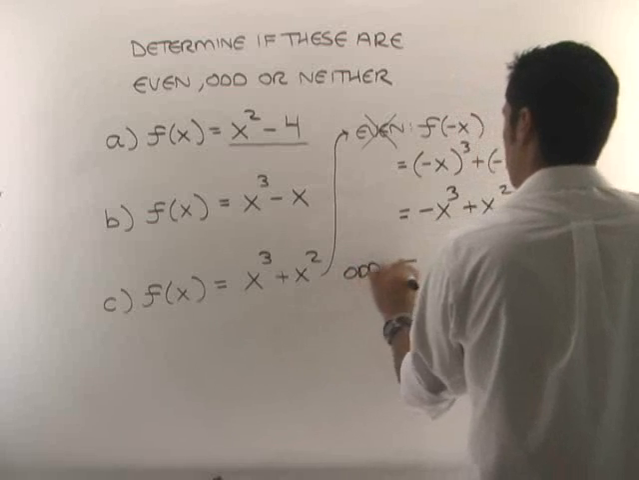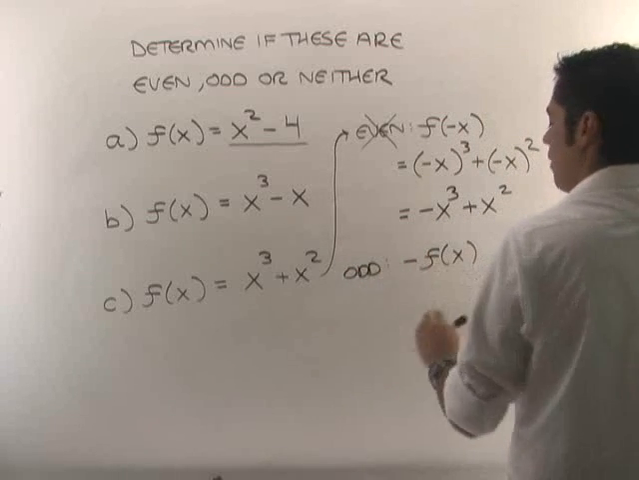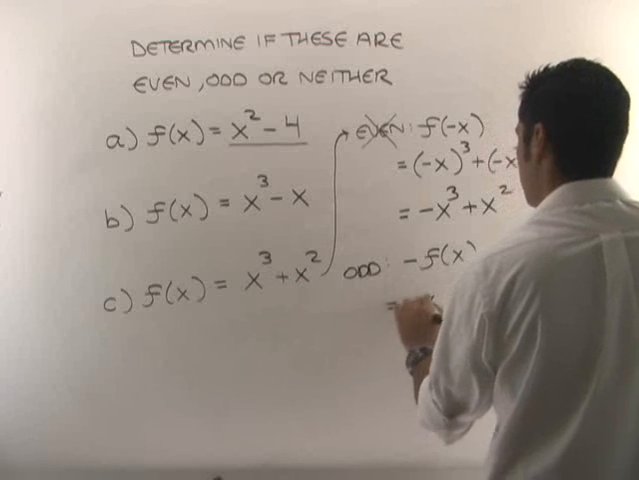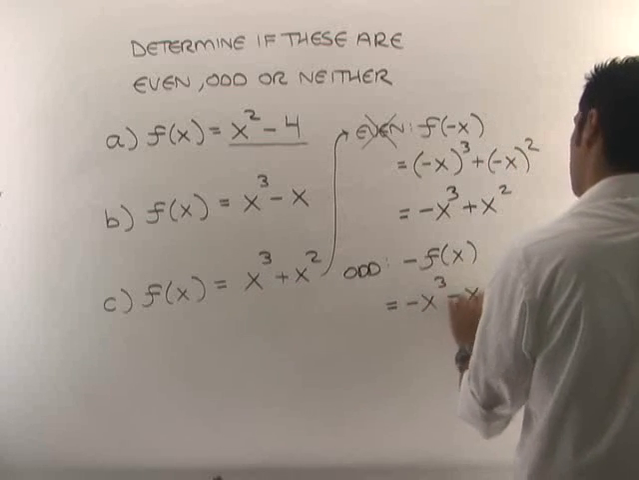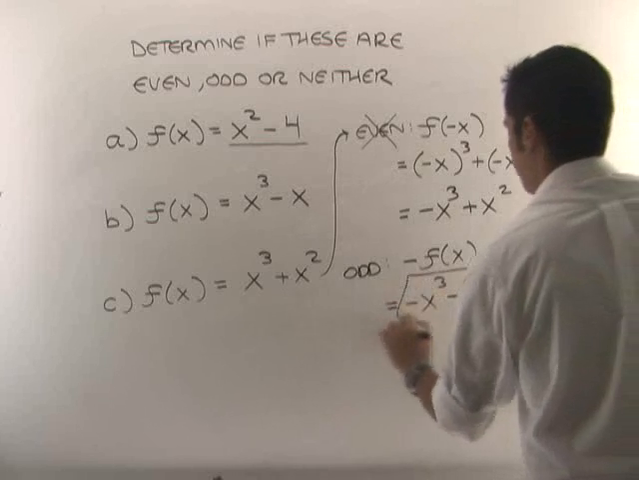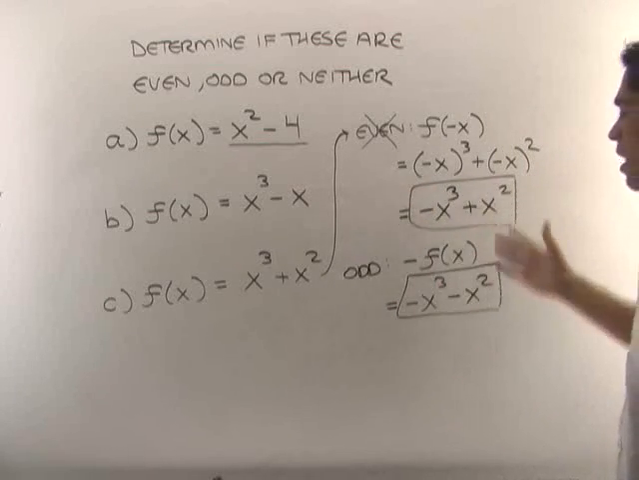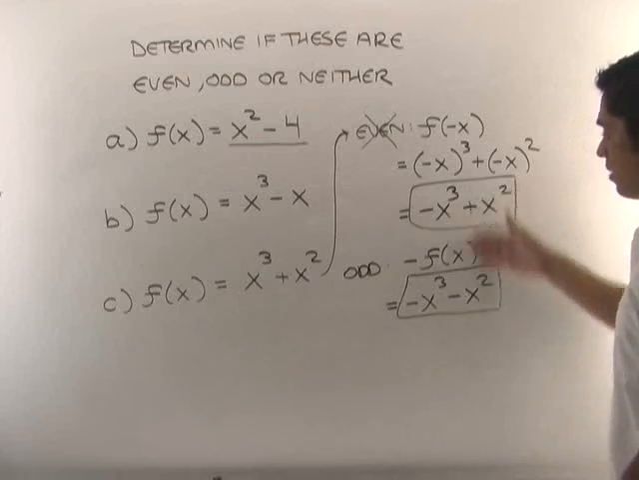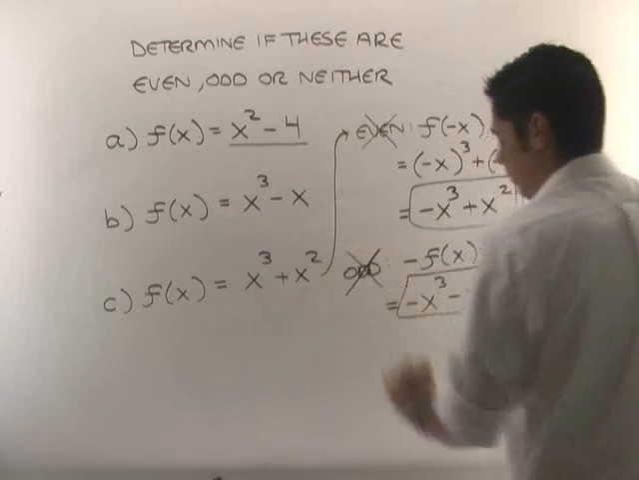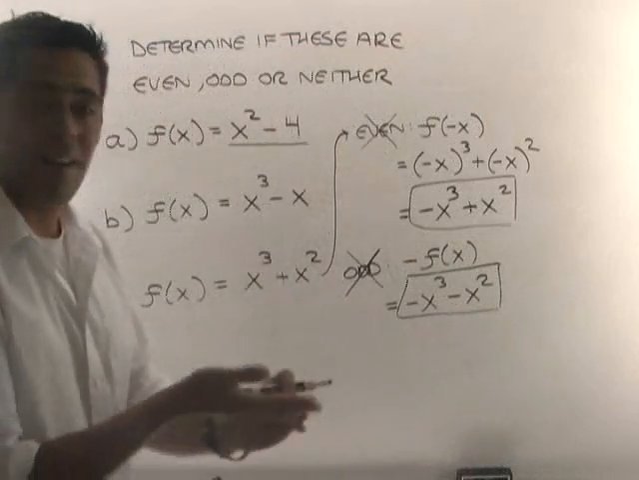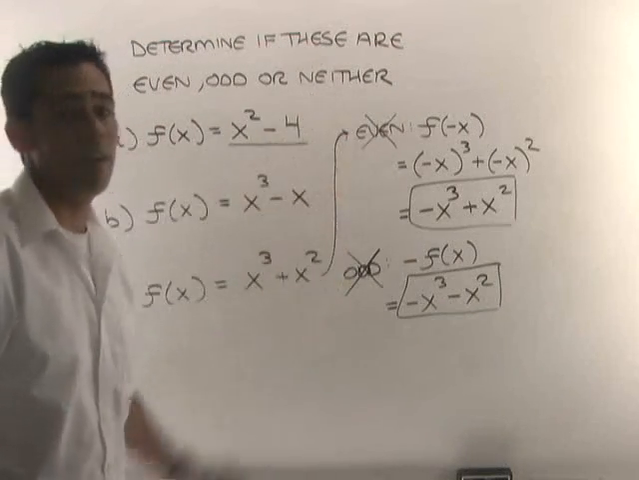For odd, I look at negative f of x. That means I'm going to change the signs of everything here. So this becomes negative x cubed minus x squared. And I look at this and I say to myself, okay, now I compare it to that. I say these two are not the same. Well, since these two are not the same, I can say it's not odd. So this particular function for part C was not even, was not odd, and therefore we conclude that the last one there is neither.